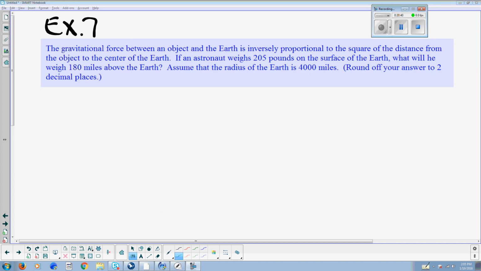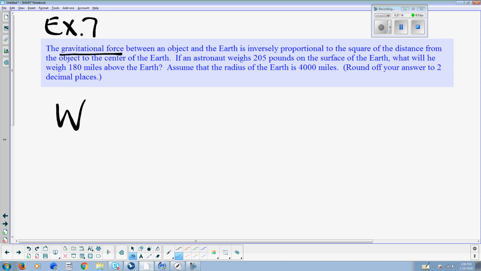I'm going to talk through it. Let's see. Example 7. The gravitational force between an object and the Earth is inversely proportional to the square of the distance from the object to the center of the Earth. So we're going to stop here and try to write a formula. The gravitational force, I'm just going to call that F. No, I'm not going to call that F. The gravitational force is your weight. We're going to call that W, your weight.